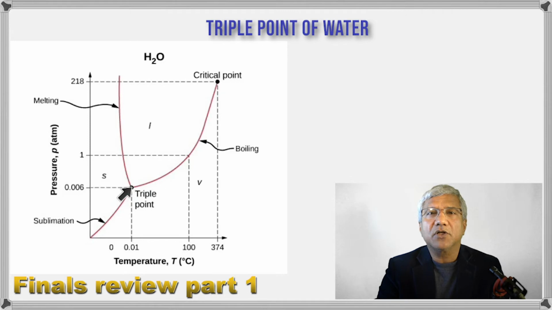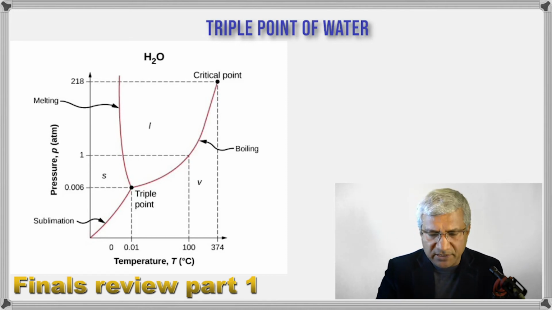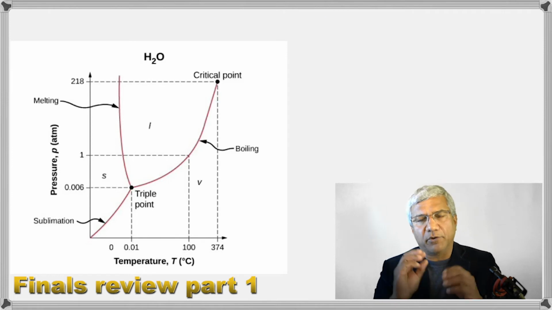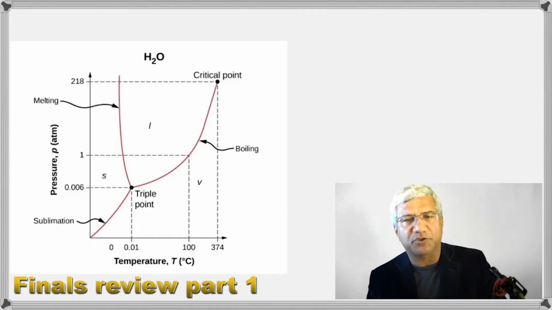That means solid, liquid, and vapor all three coexist in what's called dynamic equilibrium. And that is at that pressure of 0.006 atm and 0.01 Celsius. That's the triple point of water. So when you specify the triple point, you have to talk about the temperature and the pressure. So the triple point of water is 0.01 degrees Celsius at a pressure of 0.006 atm. So I hope you get the idea of triple point.